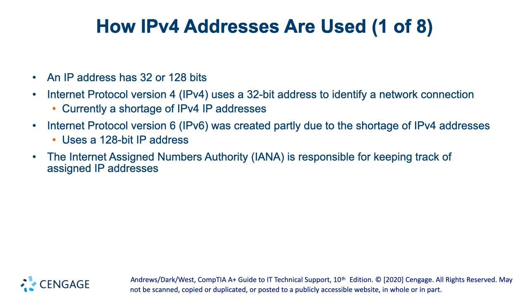IP has two versions: IP version 4, which uses 32 bits for the address, and IP version 6, which uses 128 bits for the address. Most IP addresses are owned by an organization and assigned by the Internet Assigned Numbers Authority, or IANA, as they are responsible for tracking and assigning IP addresses.